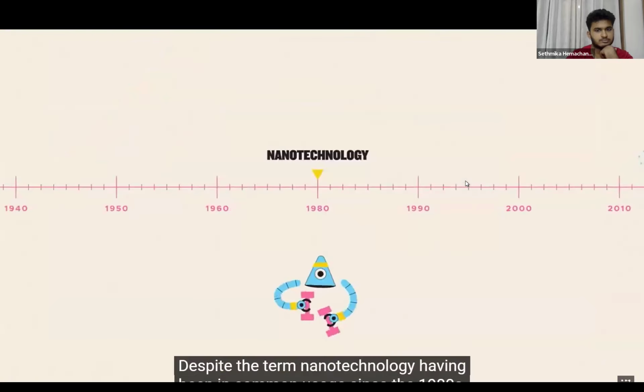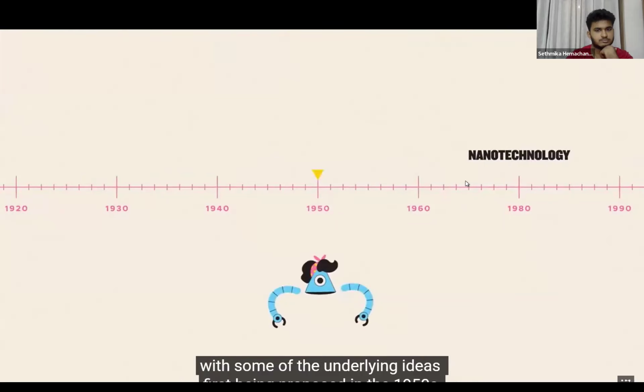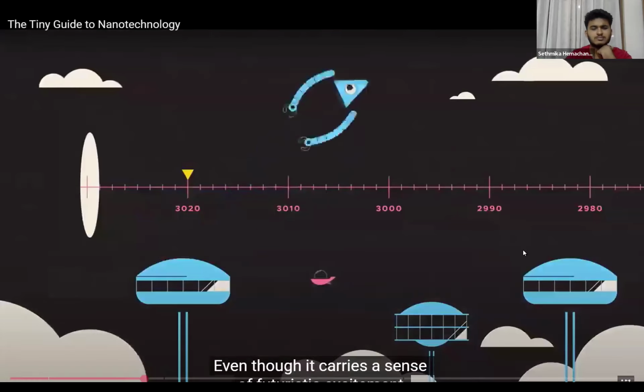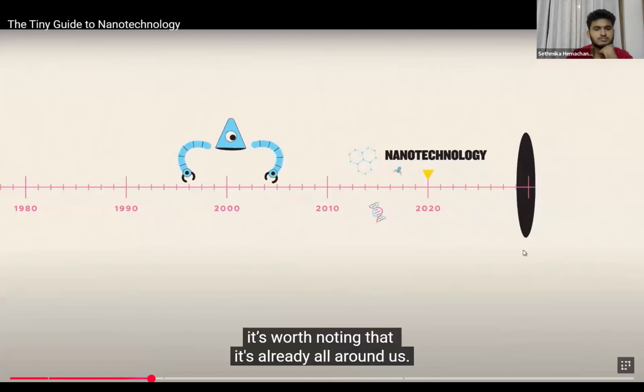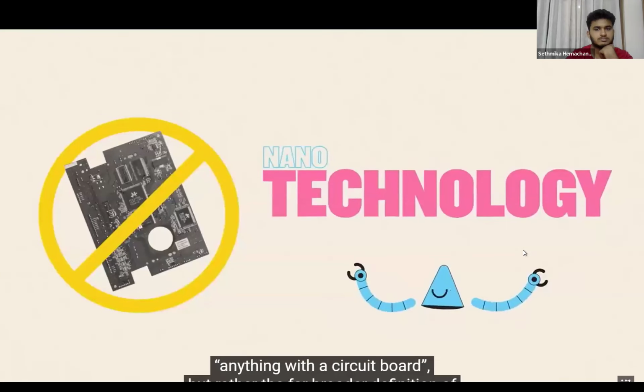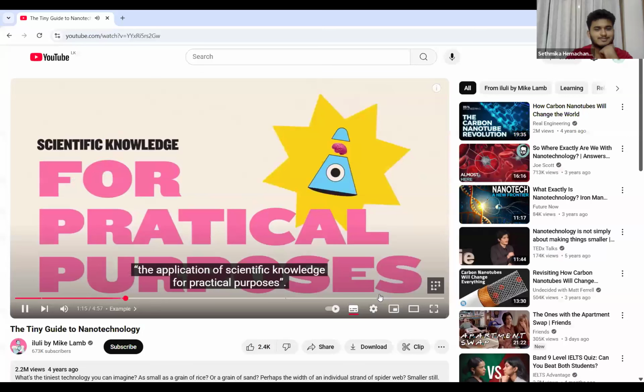Despite the term nanotechnology having been in common use since the 1980s, with some of the underlying ideas first being proposed in the 1950s, we've only just started exploring the benefits of utilizing such a small scale. Even though it carries a sense of futuristic excitement, it's worth noting that it's already all around us. It's just important to realize that by technology, we don't mean anything with a circuit board, but rather the far broader definition of the application of science.